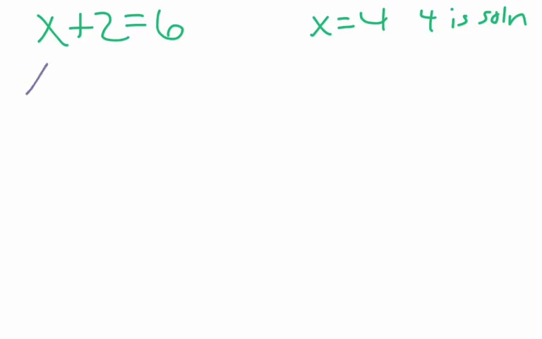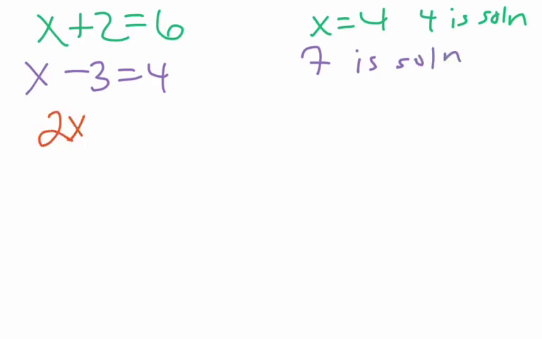Let's look at x minus 3 equals 4. So what number, if you subtract 3 from it, would give you 4? I think most people would figure out that 7 is a solution. Here we have 2x equals 10. Now remember, this is multiplication right here. So 2x is 2 times x. So what number times 2 would give you 10? 5 is the answer there. So 5 is the solution.